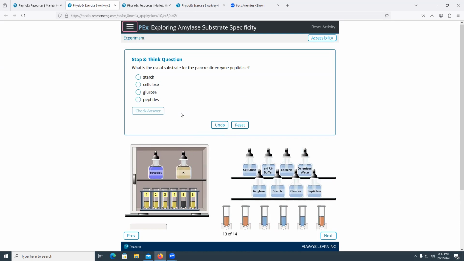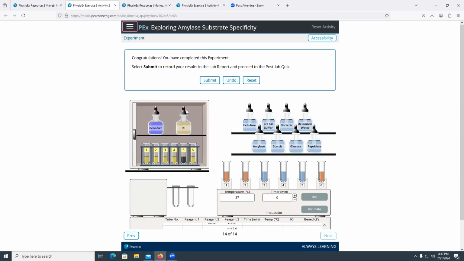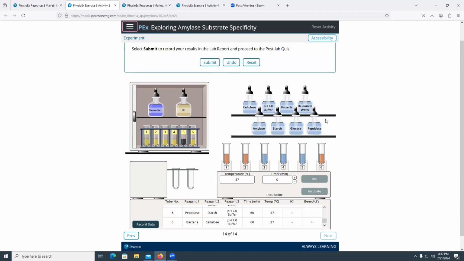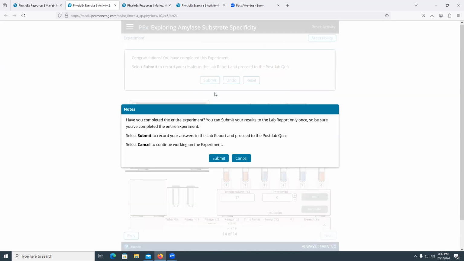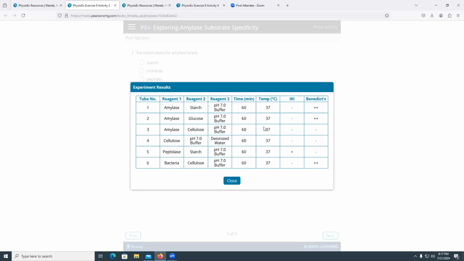Now, what is the usual substrate for the pancreatic enzyme peptidase? We know peptidases are specific for peptides. Come on now. Okay. Now let's submit. Okay. Now let's look at the post lab. Now let's first look at the experiment.